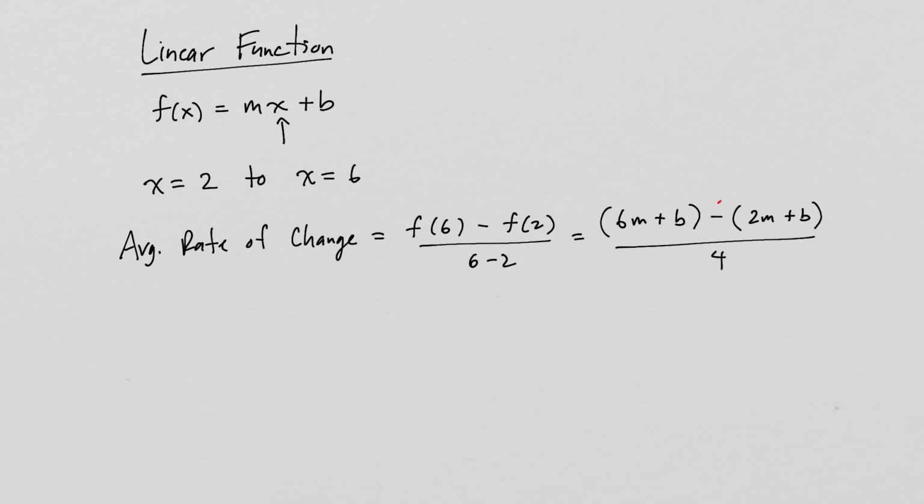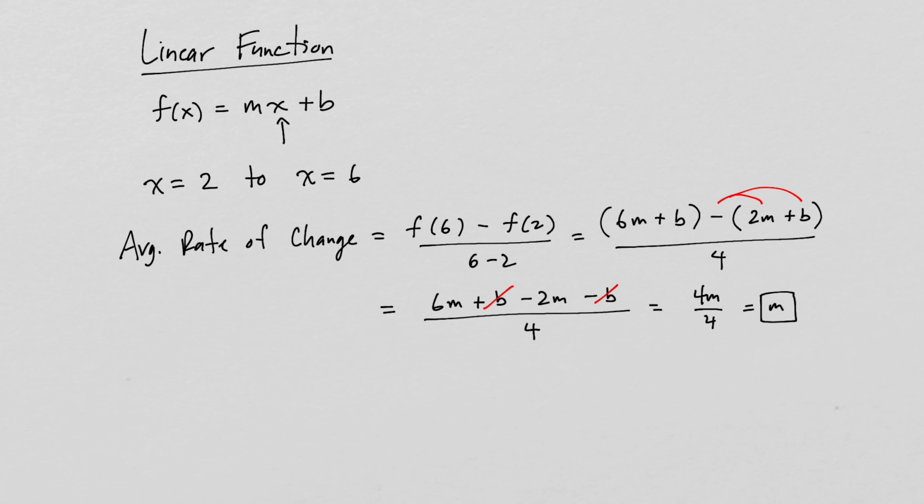And then if you distribute the negative sign here, you're going to get 6m plus b minus 2m minus b, all divided by 4. And if you do the math on this, b take away b cancels, and 6m take away 2m is 4m divided by 4, which is equal to m. So notice that the average rate of change of the linear function is just the slope of the line.